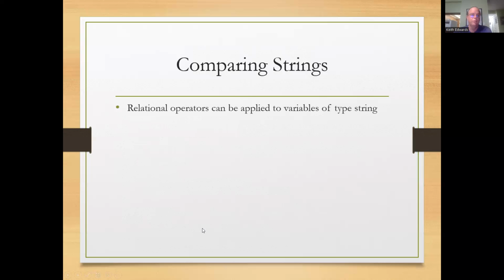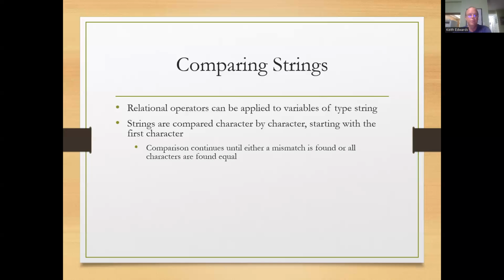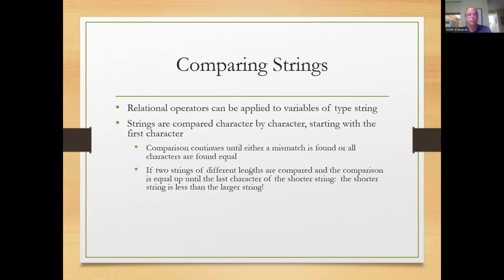And some more words of caution. Relational operators can be applied to variables of type string, but you have to be careful there. Strings are compared character by character, starting with the first character, and they continue until either a mismatch is found or all characters are found equal. If two strings of different lengths are compared and the comparison is equal up until the last character of the shorter string, the shorter string is still less than the longer string.